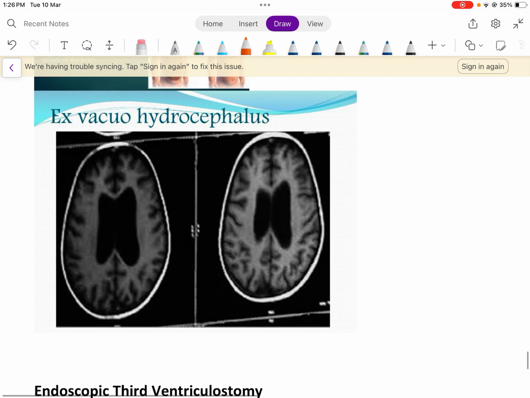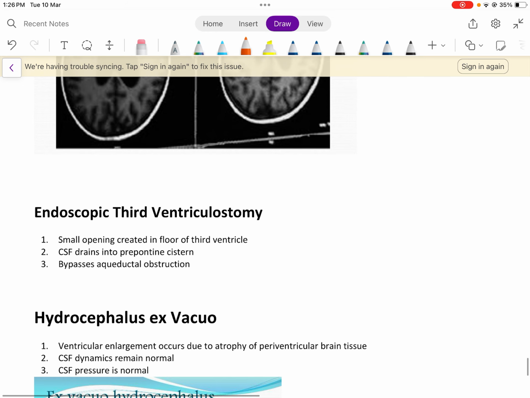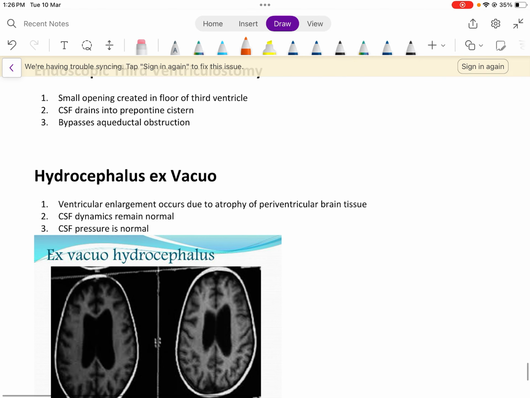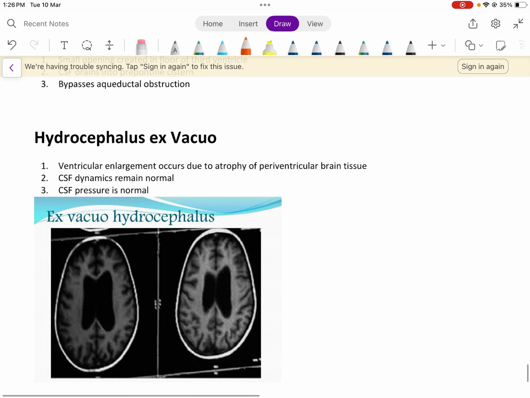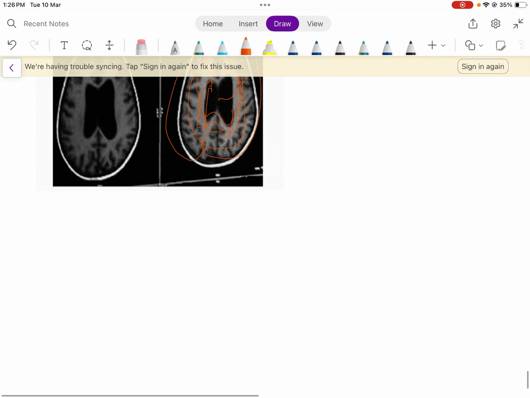Next is the ex vacuo hydrocephalus. Now what is this new concept? Ex vacuo hydrocephalus is ventricular enlargement. It is going to occur because of atrophy of the periventricular brain tissue. Basically, the periventricular brain tissue is getting atrophied, and because of which you see that the ventricles have enlarged. That is known as ex vacuo hydrocephalus. Now, the CSF pressure is normal because the CSF dynamics is normal. So basically, the pathology lies periventricular, not in the ventricles. Remember that. That is hydrocephalus ex vacuo.